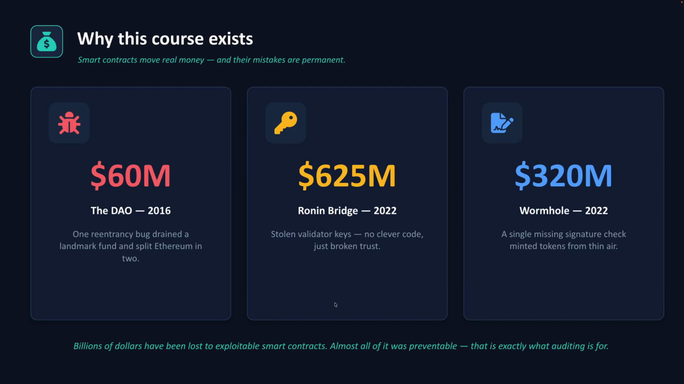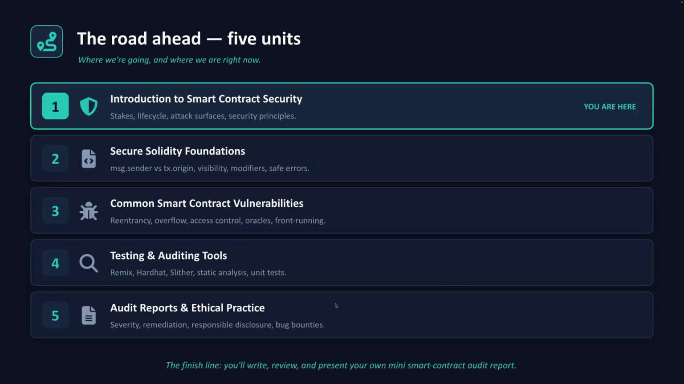Billions of dollars have been lost to exploitable smart contracts. Almost all of it was preventable. That is exactly what auditing is for. This course consists of 5 units. Right now, we are at Introduction to Smart Contract Security.